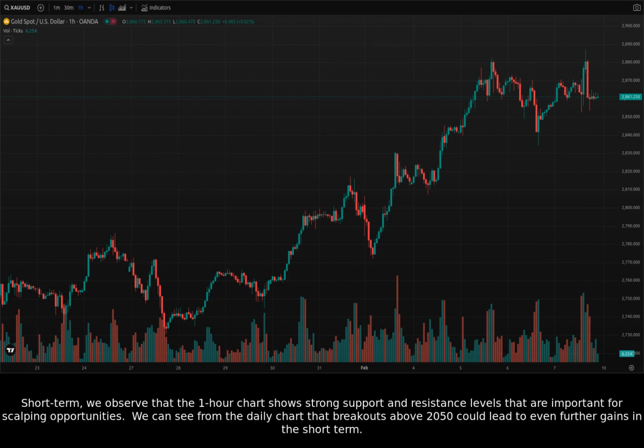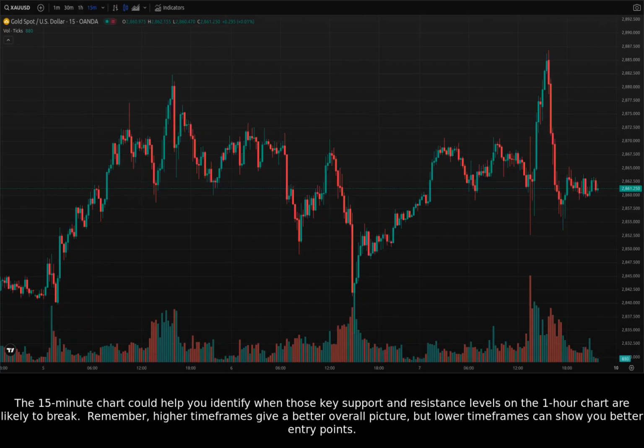Short term, we observe that the 1-hour chart shows strong support and resistance levels that are important for scalping opportunities. We can see from the daily chart that breakouts above 2050 could lead to even further gains in the short term. The 15-minute chart could help you identify when those key support and resistance levels on the 1-hour chart are likely to break. Remember, higher timeframes give a better overall picture, but lower timeframes can show you better entry points.